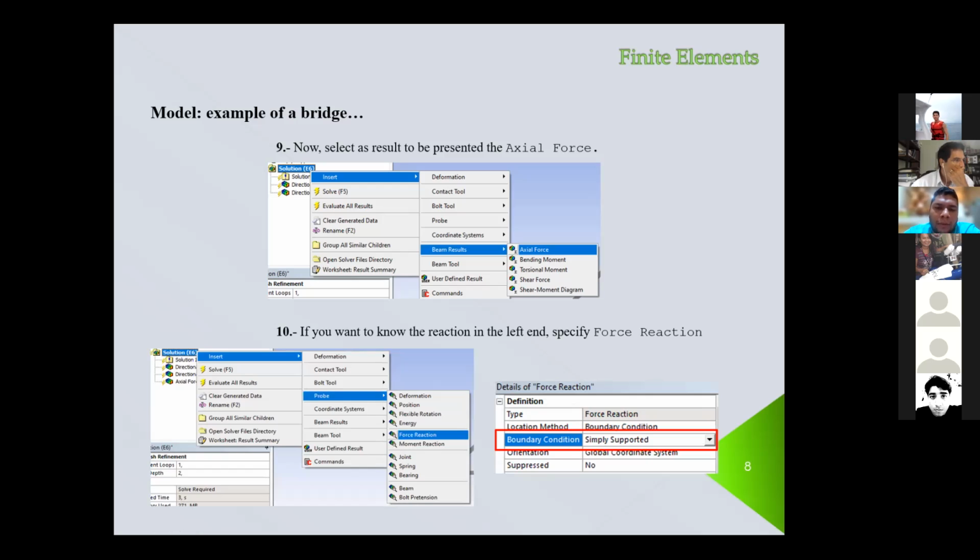Also, you can obtain the reactions in any support. In this case, we use a simple support. So you have to follow this path, probe, select reactions, and then you have to specify the reaction in any support. In this case, the simple support is at the left end.